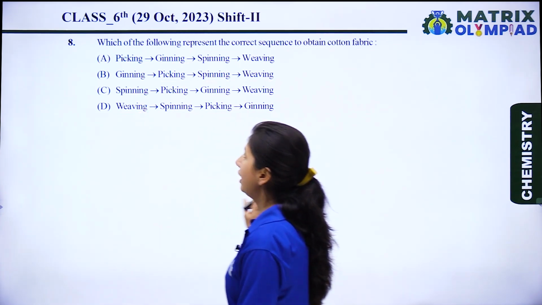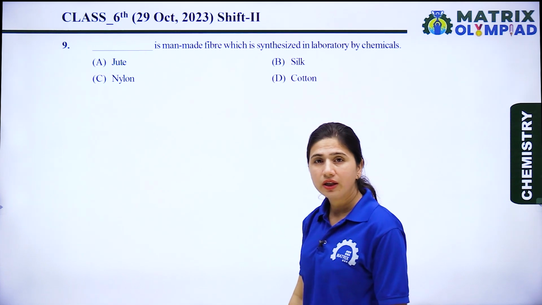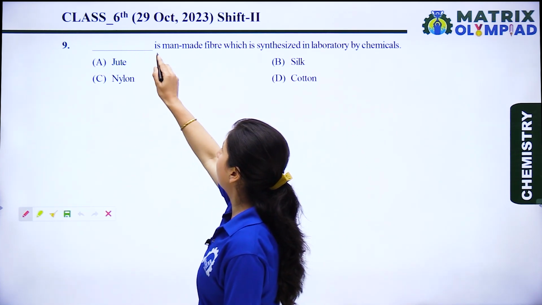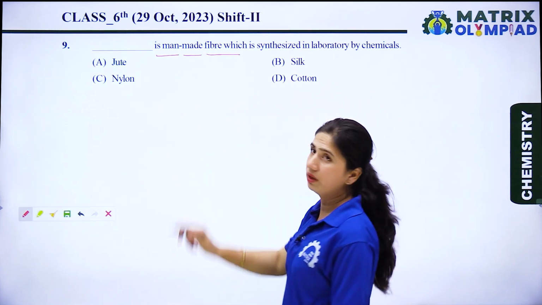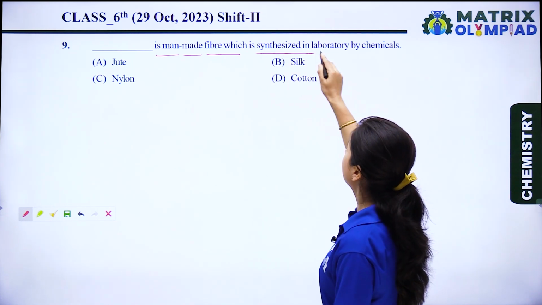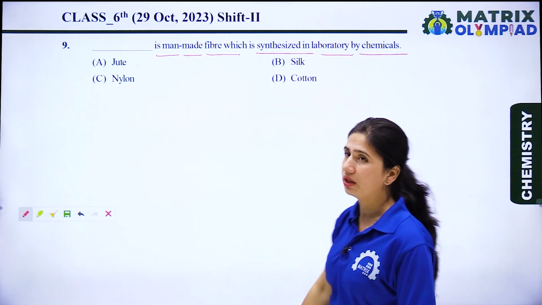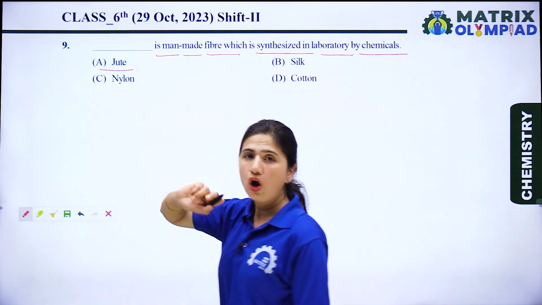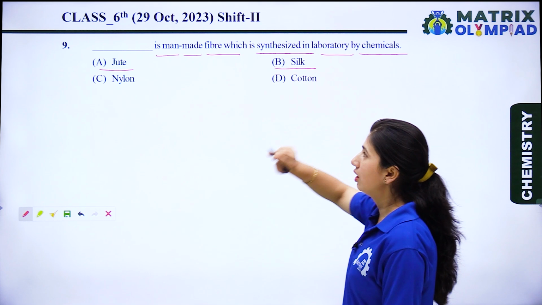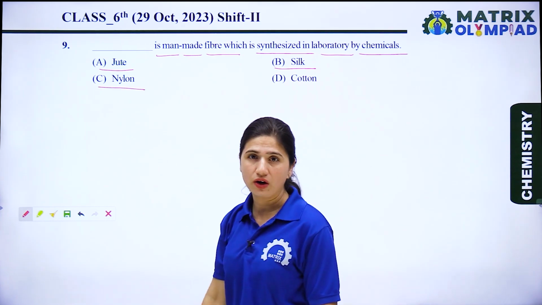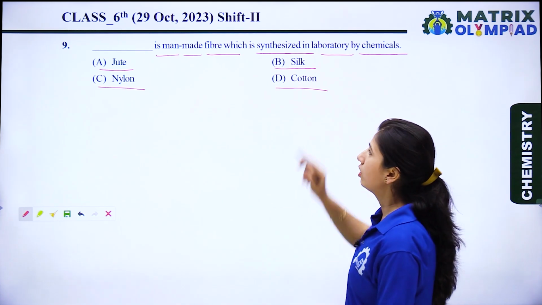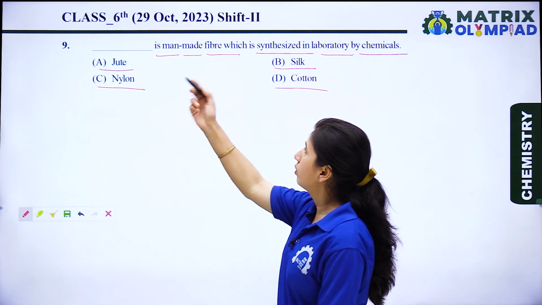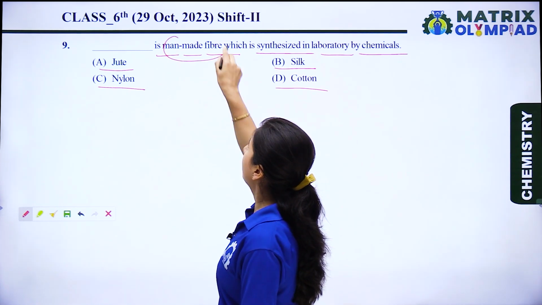Now let's see the next question. The next question is: fill in the blank, ___ is a man-made fiber which is synthesized in the laboratory by chemicals. The options are option A is jute, option B is silk, option C is nylon, and option D is cotton. So the question is fill in the blank, ___ is man-made fiber.